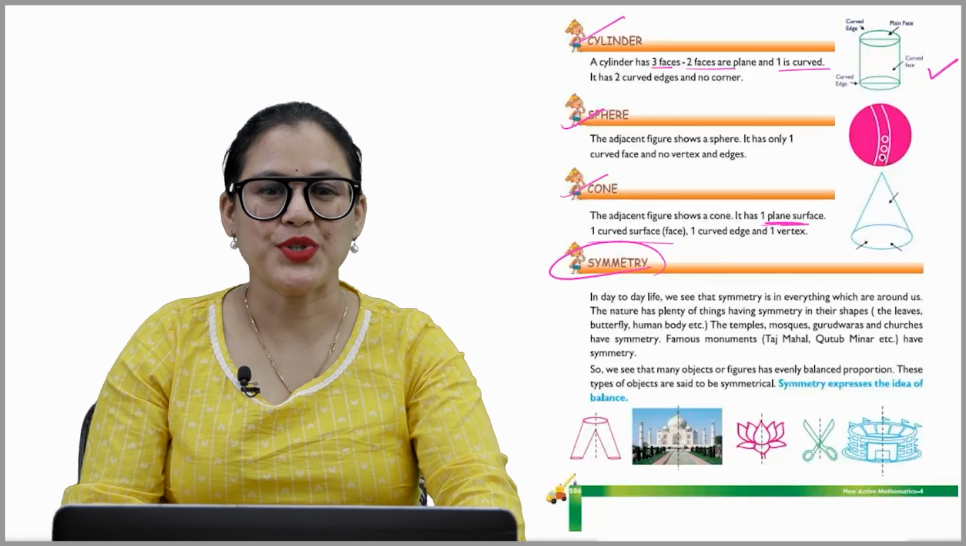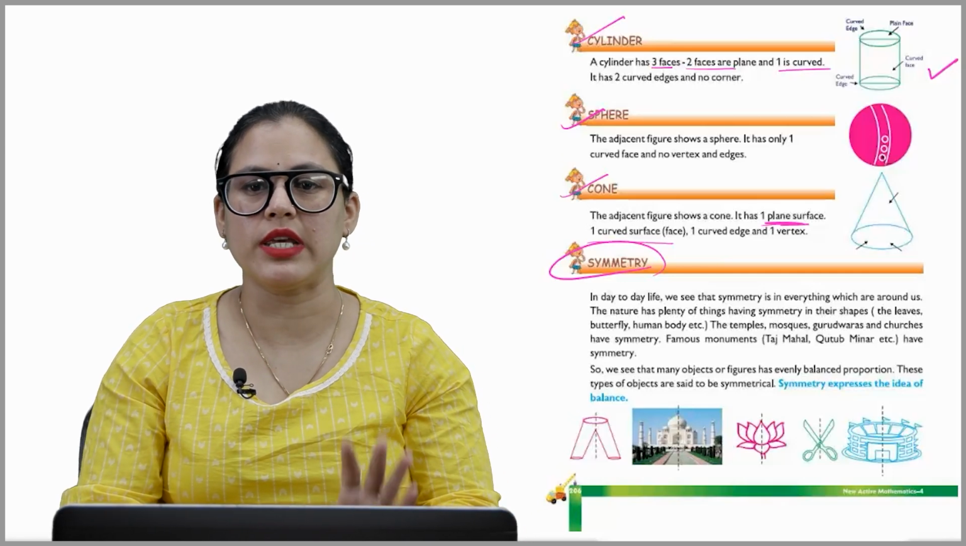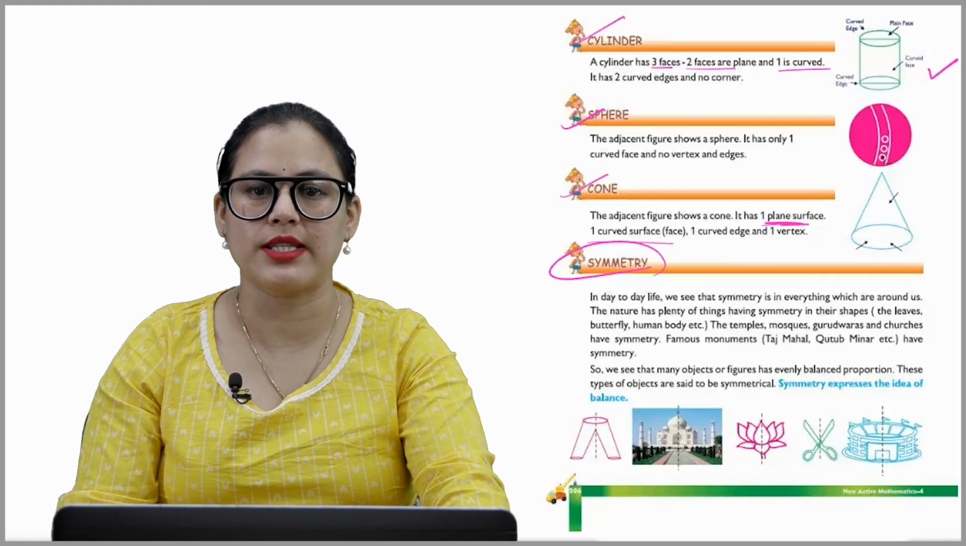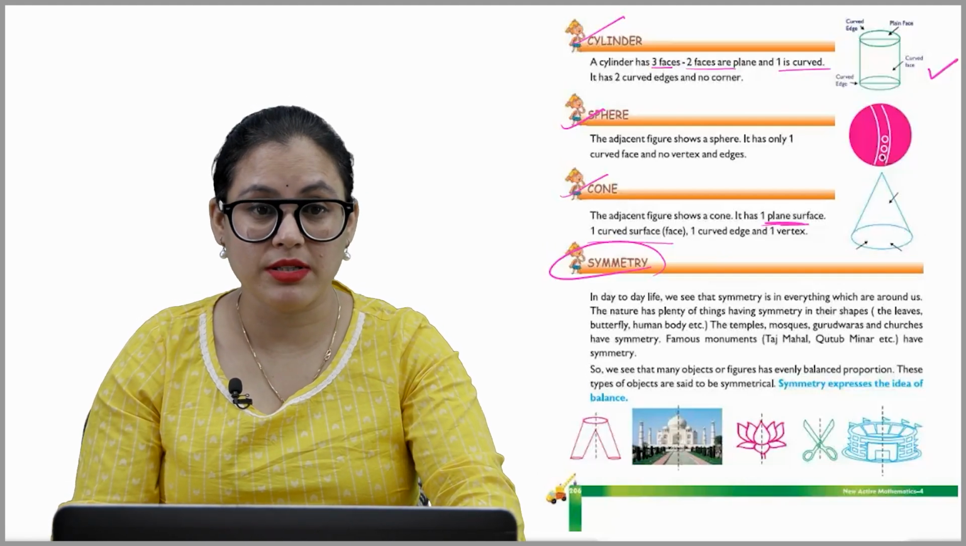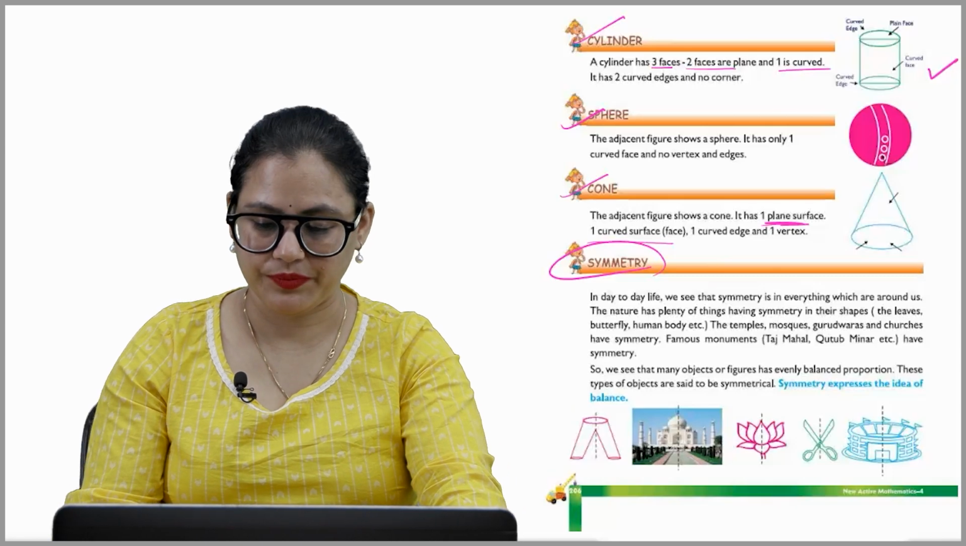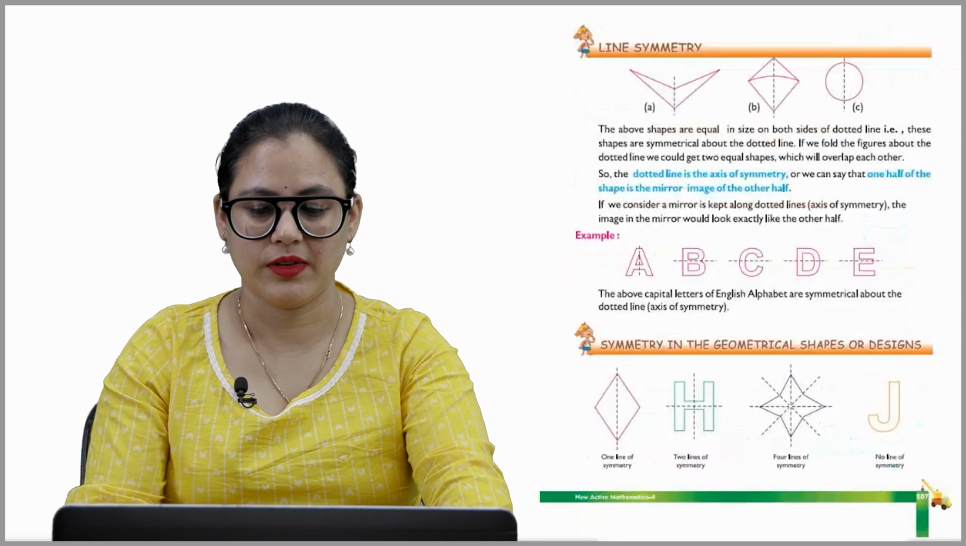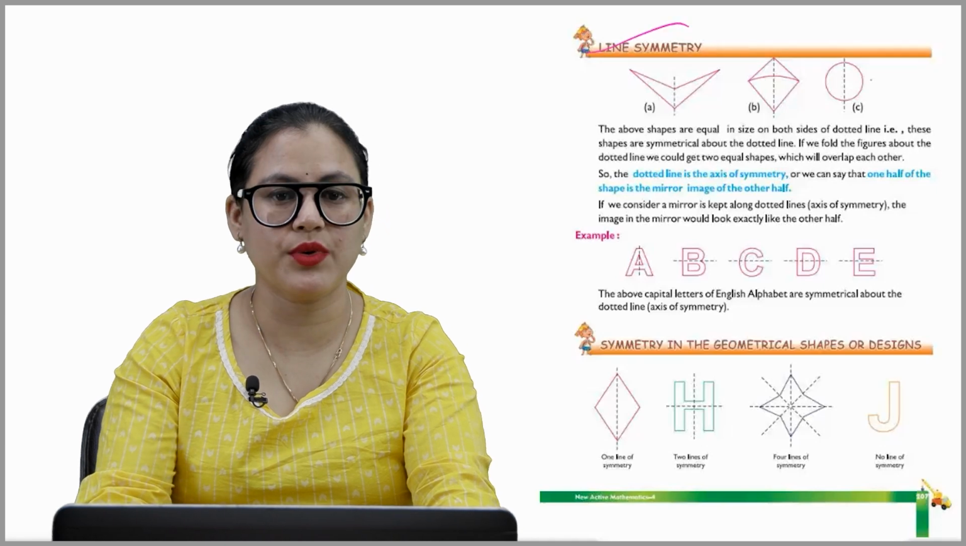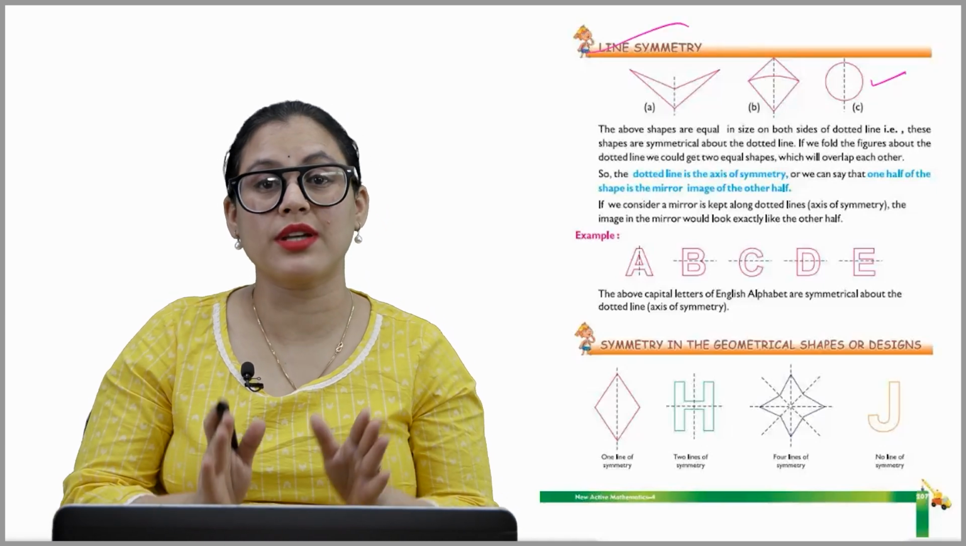have symmetry. So we see that many objects or figures have evenly balanced proportion. These types of objects are said to be symmetrical. Symmetry expresses the idea of balance. Line symmetry. The above shapes, as you can see, are equal in size on both sides of the dotted line.